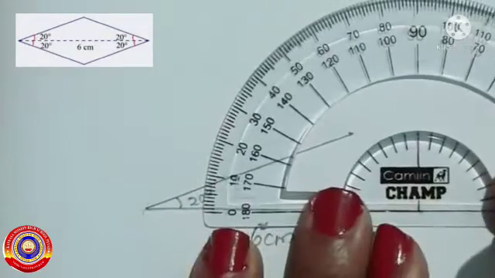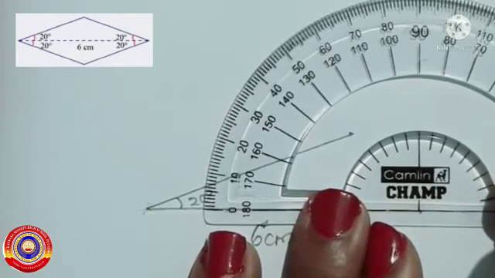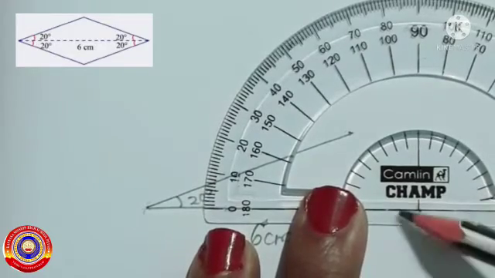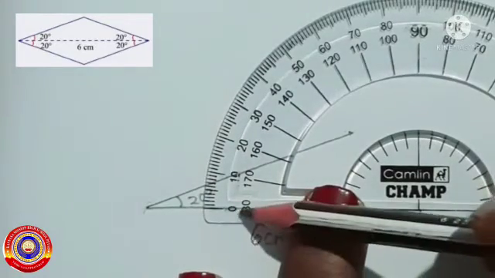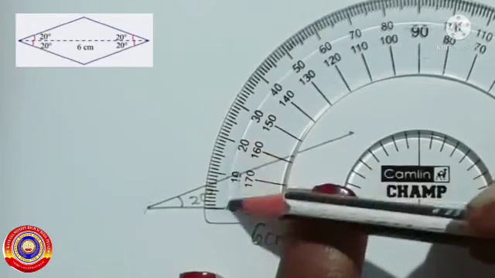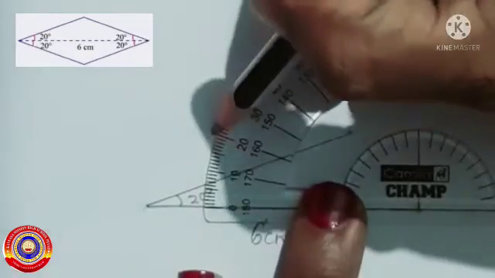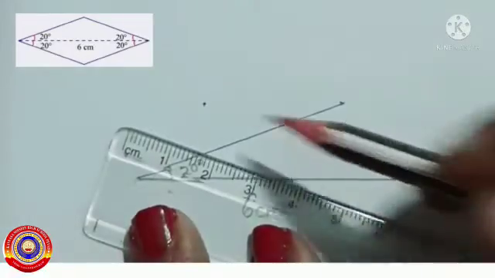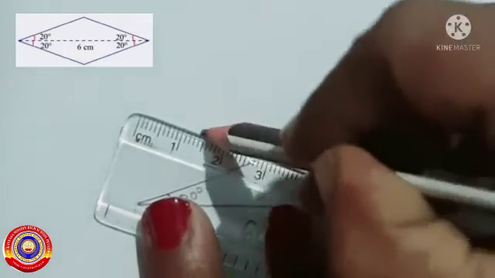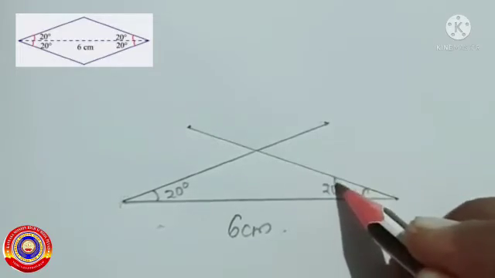Now place the protractor on the right end point such that the baseline of the protractor meets the line segment we had drawn. Now measure from the 0 degree in the outer scale. Mark a point at 20 degrees. Now take away the protractor and draw a line joining these 2 points. Now write the measure 20 degrees there.